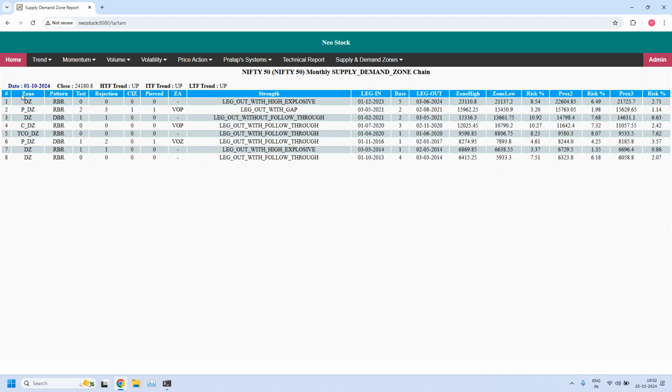Always look into the zone column to find the high liquidity zones. Look into the pierced column if any of these zones are pierced. And also look into the LTF trend to find the trend of the current time frame you have selected. Same rules you can apply. Don't forget to pause the video when you are moving from one report to another report.